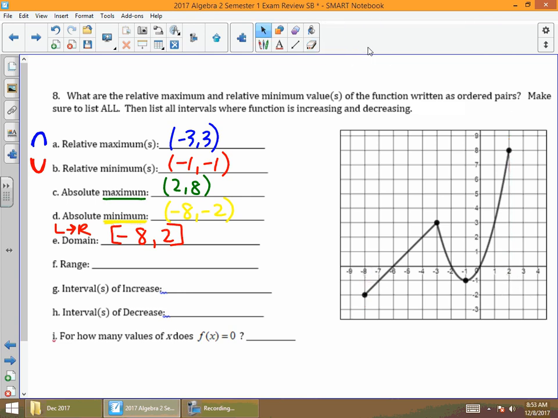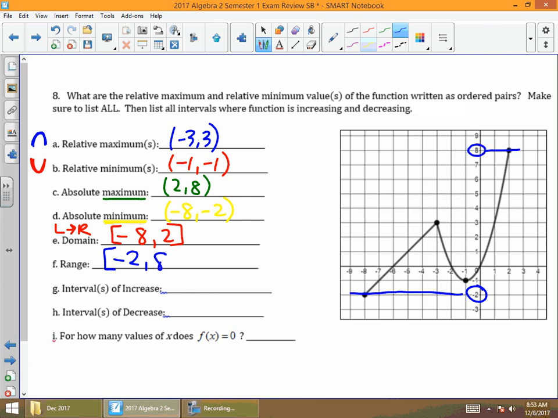Range, you're looking low to high. So the lowest this graph reaches is -2. The highest your graph reaches is 8.